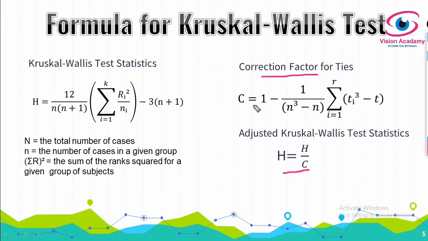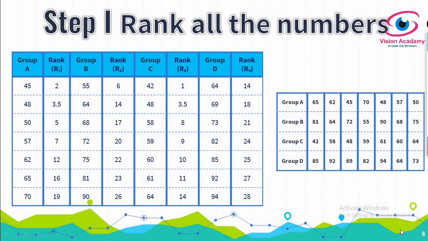For the correction factor, C is equal to 1 minus, with n cube minus n in the denominator, the sum of Ti cube minus Ti. Other things are common except this T here. Ti means the number of ties. For example, if two samples are tied, we will take something cube minus something, after that we will add, and we will consider as many ties as are available in this problem. You will understand that very well while we are solving the problem. So this is the formula we have to use for solving the Kruskal Wallis test.